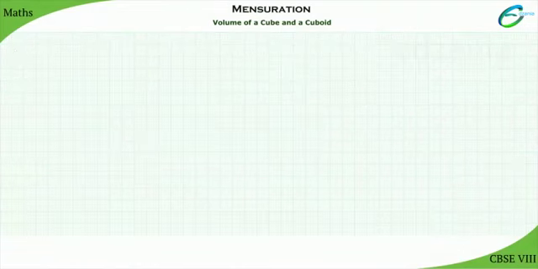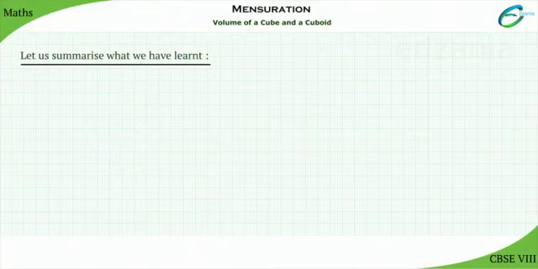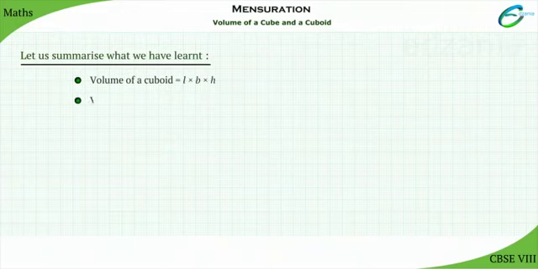Let us summarize what we have learned. Volume of a cuboid is equal to L into B into H. Volume of a cube is equal to L cube.